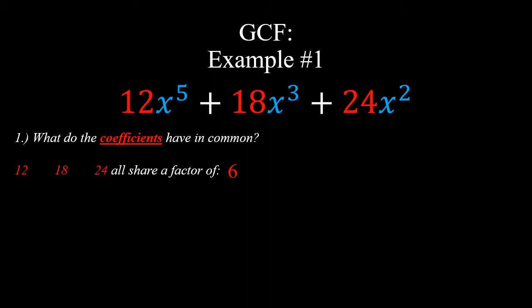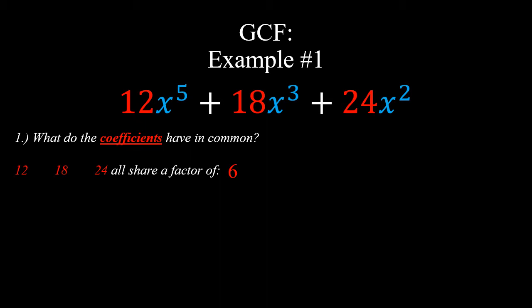That's right, they all share a factor of 6. We can evenly divide 12, 18, and 24 by 6. And there are other numbers that we could divide 12, 18, and 24 by, but we want the greatest of those, right? We can divide 12, 18, and 24 by 2, but there's a bigger number that we can divide these numbers by. 6, right?